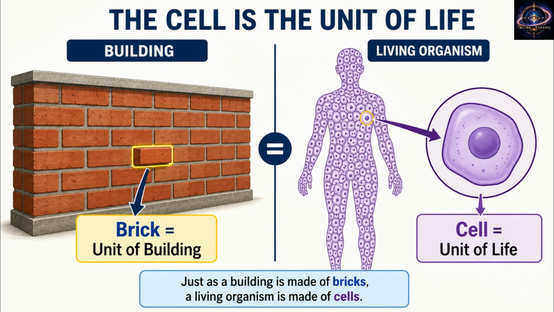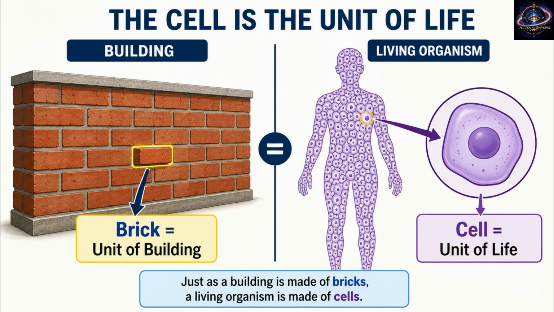Some organisms are made of only one cell. These are called unicellular organisms. Example, amoeba and bacteria. Some organisms are made of many cells. These are called multicellular organisms. Example, humans, plants, frog, dog, and mango tree. Question. Teacher, can a single cell live independently? Student, yes, in unicellular organisms like amoeba, one cell can perform all life functions.